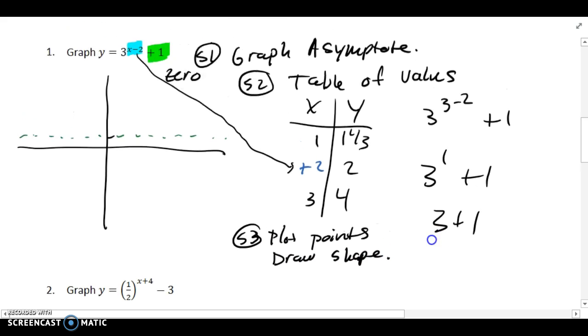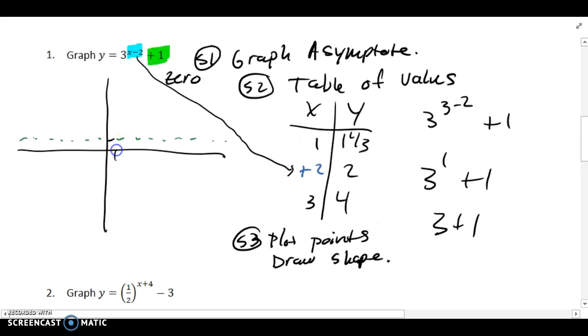Okay, so we have points 1 and 1/3, so it would be like right there. Oops. Okay, then we have 2, 2, and we have 3, 4. And then we're going to draw the shape. So the shape will follow this dashed line and then go straight up like that. Fantastic. The domain is always the same.